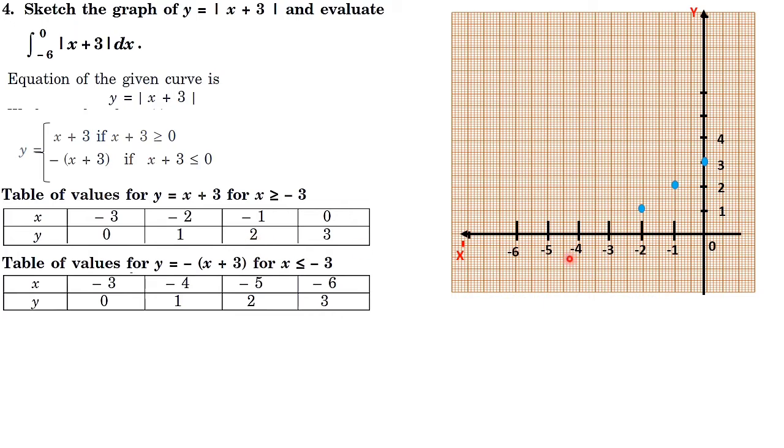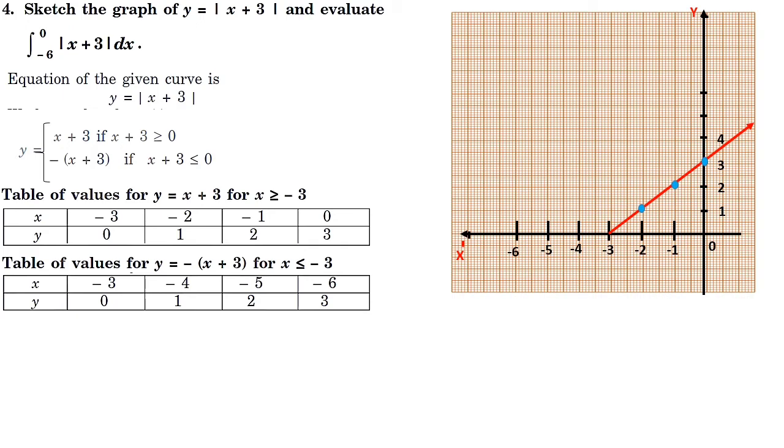And minus 1, 2 is here: x value minus 1, y value 2. And x value 0, y value 3 is this one. Then by using a ruler, we can join these points. Here this point I didn't mark, but we have to mark it, this one also.